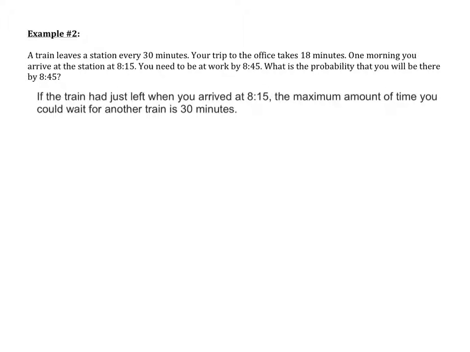So again, I would take 8:45 or just 45 and subtract the 18 minutes, and I would get 27. So that means that at 8:27 or any time before that, you should be on the train in order to be at work on time. So the most I could wait would be from 8:15 when I first get there to 8:27 and still arrive on time. So I could wait 12 minutes more and still get there on time.